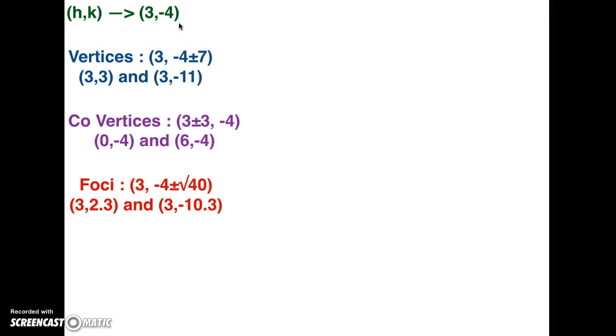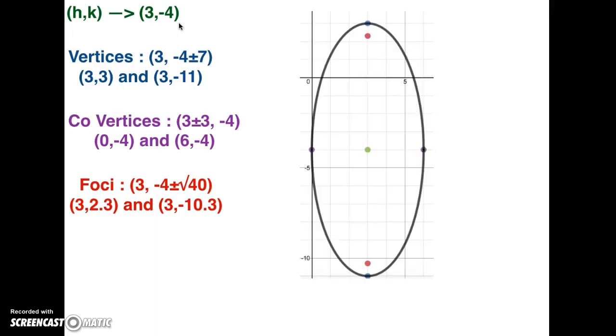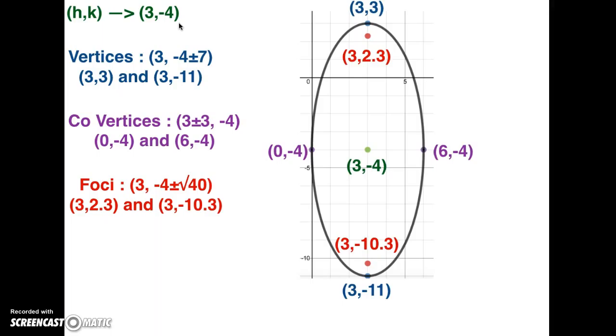So we are going to plot all of the points on our graph first, and then connect all of the vertices and the co-vertices. The last thing you're going to do is label all of the points on your graph. Make sure you label your points. The graph is incomplete without the points being labeled.